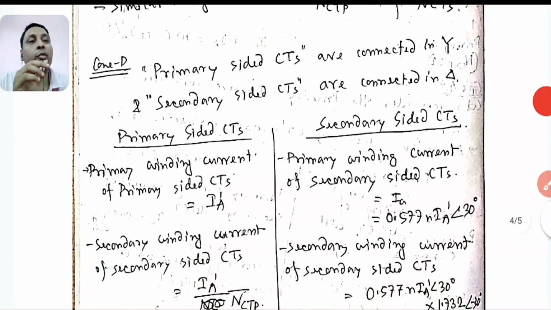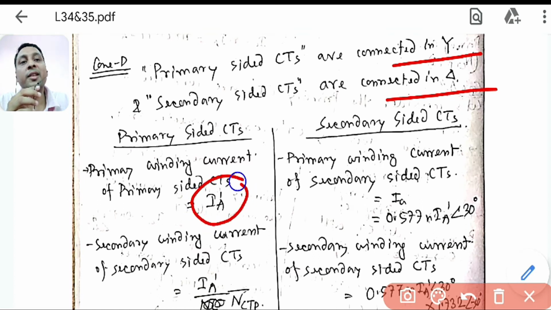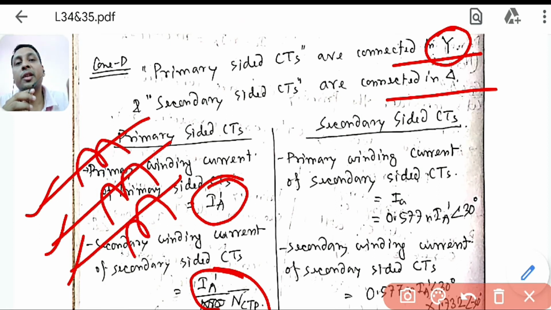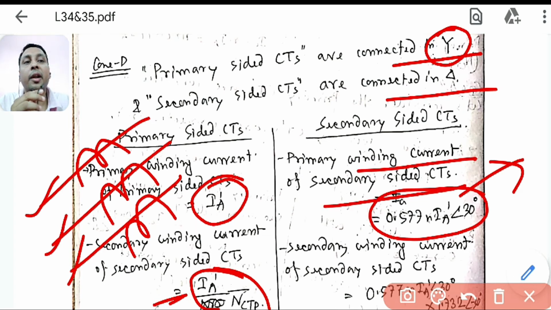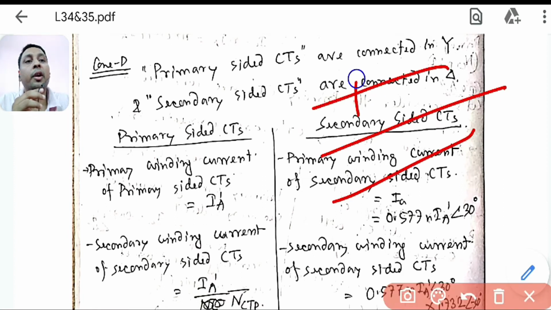So what is the solution? The fourth case I am considering is that the primary side I am connecting star, and the secondary side I am connecting delta. Then what will be the case? If we consider the primary side, it is sensing this much current. Because it is connected star, there will be no shift, because the primary of the CT I have considered as star connection, and the secondary is also star, so there will be no shift. Here there was already a 30 degree shift in the primary winding current, because it was sensing these three currents, which already have a 30 degree phase shift, and your secondary now is connected in delta.